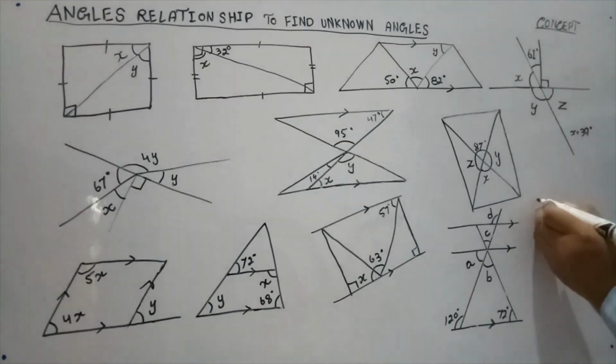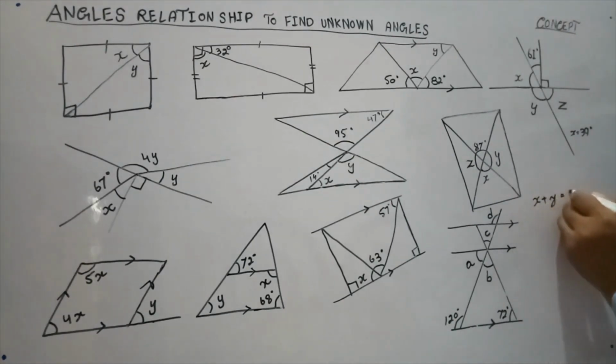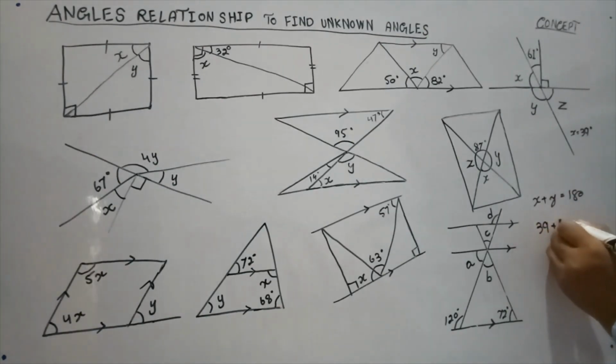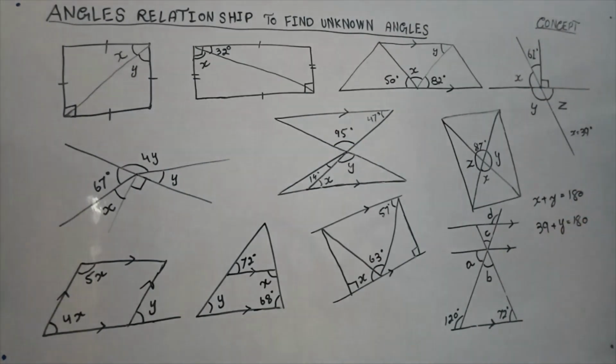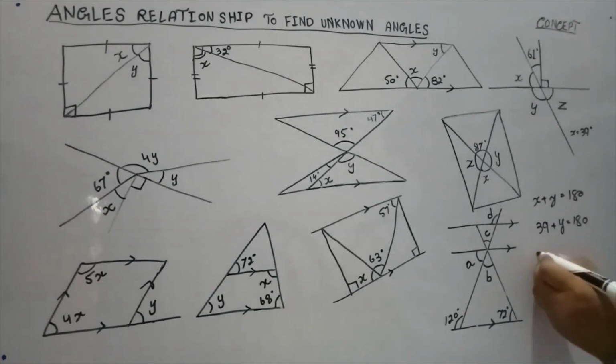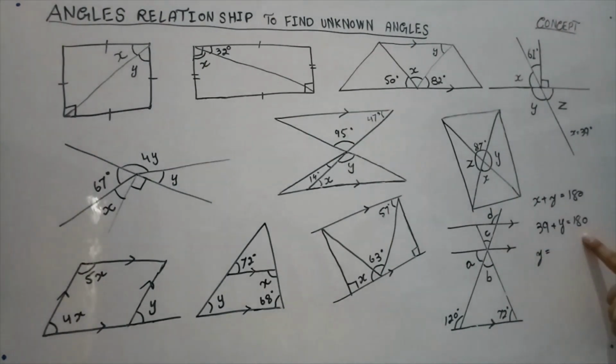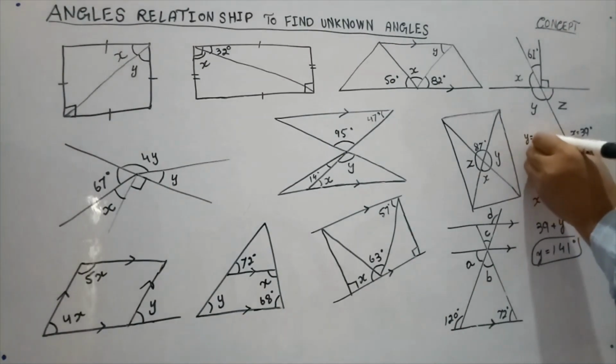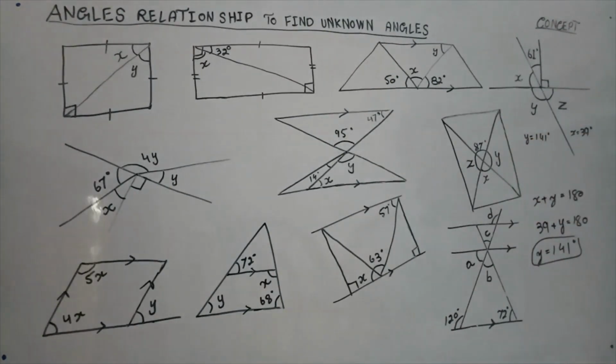Okay, so if I add x plus y, it will be 180 degrees. I know the value of x, which is 39. So 39 plus y will be 180 degrees. Now if I subtract 39 on both sides, here we are left with y, and 180 minus 39 is equal to 141 degrees. Let me write here, y is equal to 141 degrees. Clear?